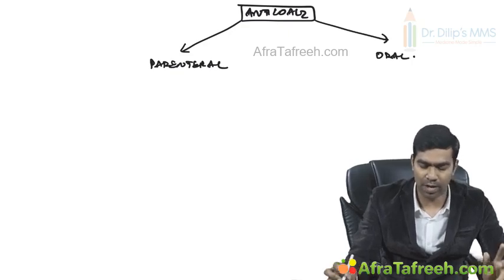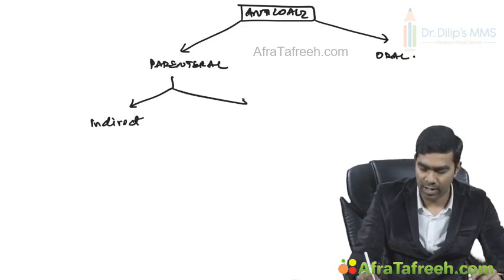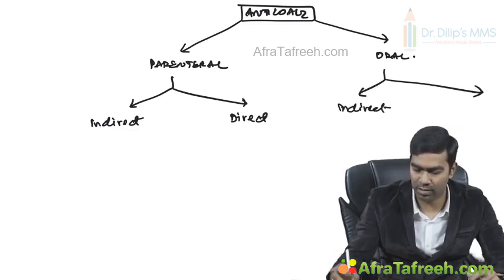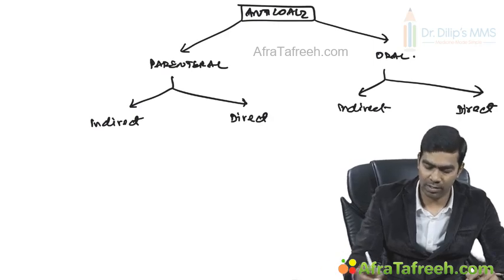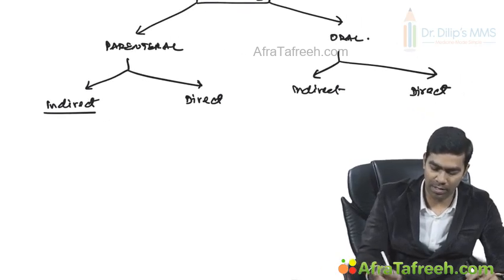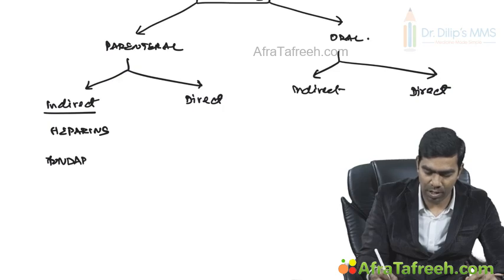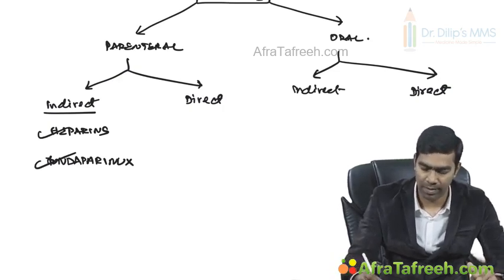What are the parenteral anticoagulants you have? Again, I can put them under indirect and direct drugs. And the oral group, again, I can put indirect drugs, and here something called direct drugs. What are the indirect anticoagulants? Indirect parenteral ones typically are heparins and probably fondaparinux. Fondaparinux you can put under heparin, but right now let us assume it separately. Heparins have two types, unfractionated and low molecular weight heparin, which we will see subsequently.